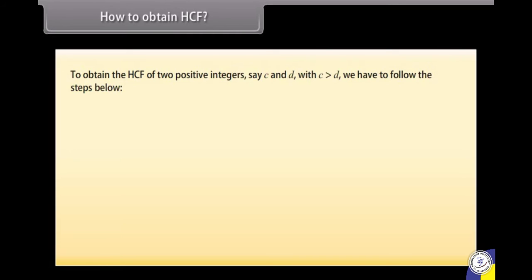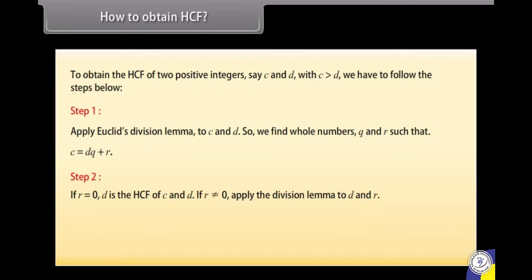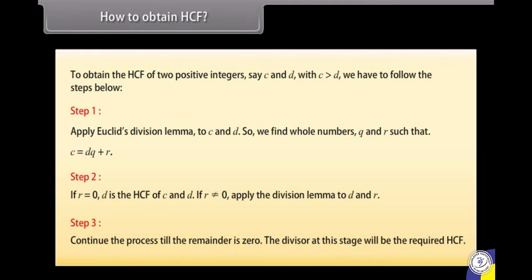How to obtain HCF? To obtain the HCF of two positive integers, say c and d, with c greater than d, we have to follow the steps below. Step 1. Apply Euclid's Division Lemma to c and d. So, we find whole numbers q and r such that c is equal to dq plus r. Step 2. If r is equal to 0, d is the HCF of c and d. If r is not equal to 0, apply the Division Lemma to d and r. Step 3. Continue the process till the remainder is 0. The divisor at this stage will be the required HCF.